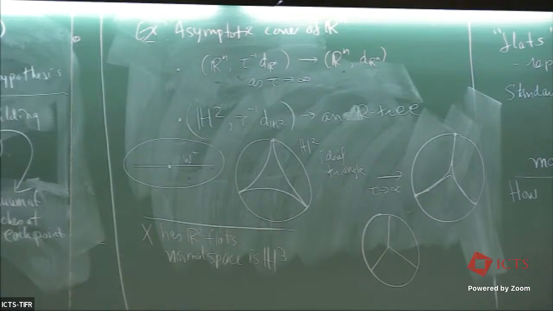And so the theorem is we're going to have this limiting minimal surface. It's going to land in this asymptotic cone. The asymptotic cone is quite nasty, but the minimal surface itself will be quite good.